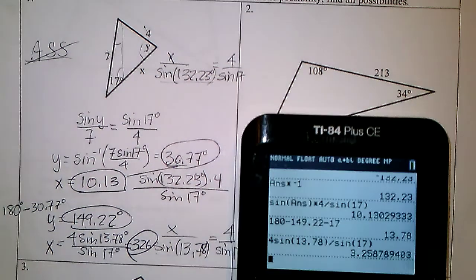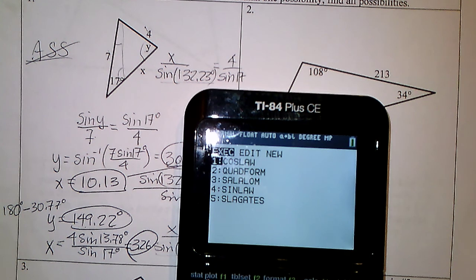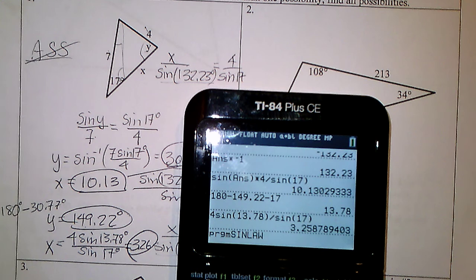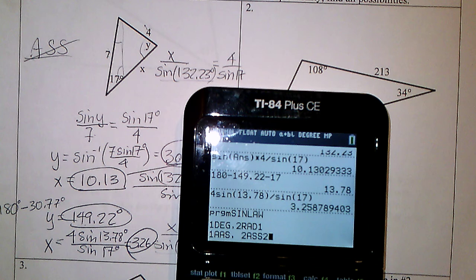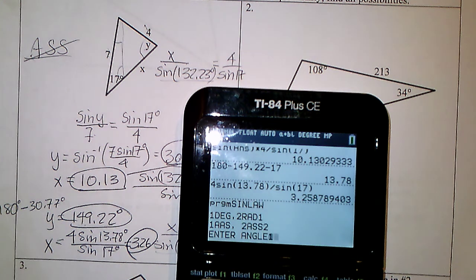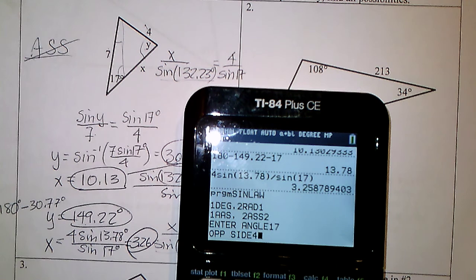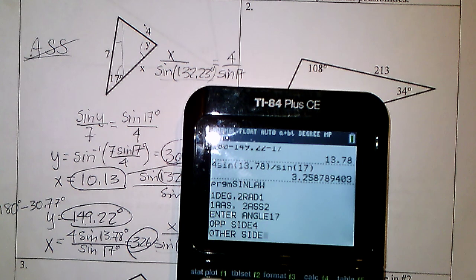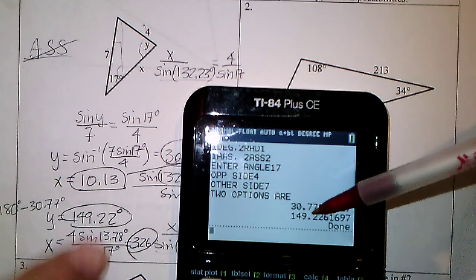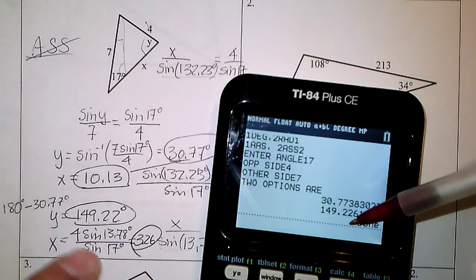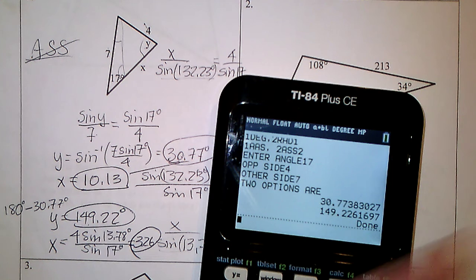Okay, now if we were to use the program's sine law, doing this in degrees, and it's angle side side, and enter the angle 17, and the side opposite the 17 is the 4, and the other side is 7, and it tells us the two possible angles are the 30.77 and 149.22, 23 actually rounded off, but that's close enough.